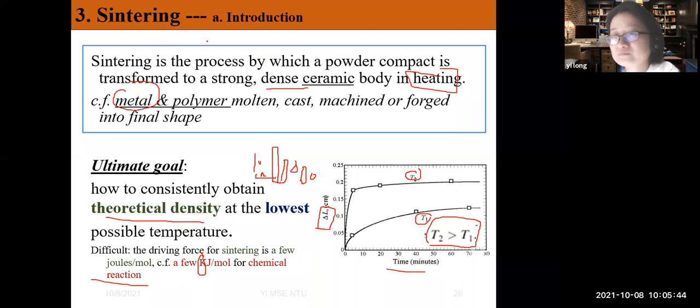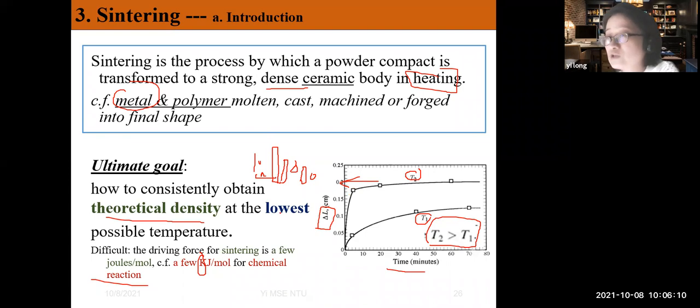Yongjin, Hongyu, Shang, Jay, everyone can type. So T2 and T1, which one has higher density? The one with more shrinkage, right? More shrinkage means you're more densified. Yes, T2, correct. Thank you. So T2 has higher density.